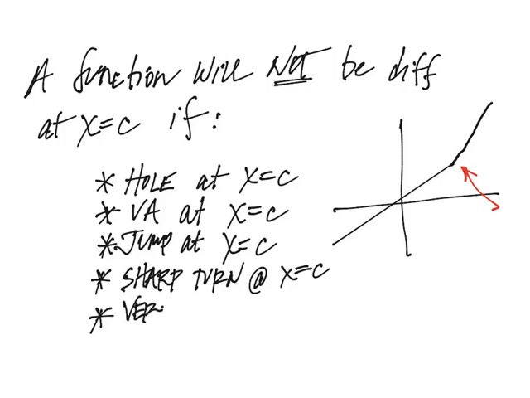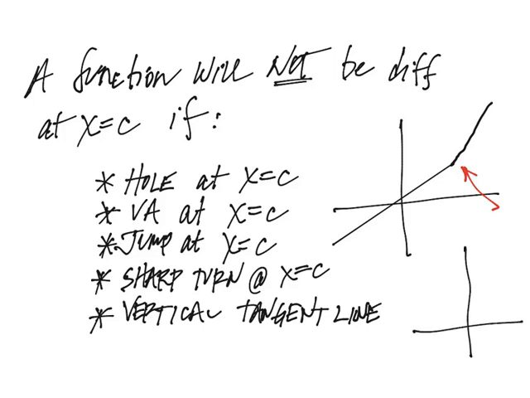And if you have a vertical tangent line, the slope of a vertical tangent line is, of course, undefined, that being non-numeric. So a quick picture of that might look something like this, where actually at this value of x, your tangent line has undefined slope. So these are the 5.